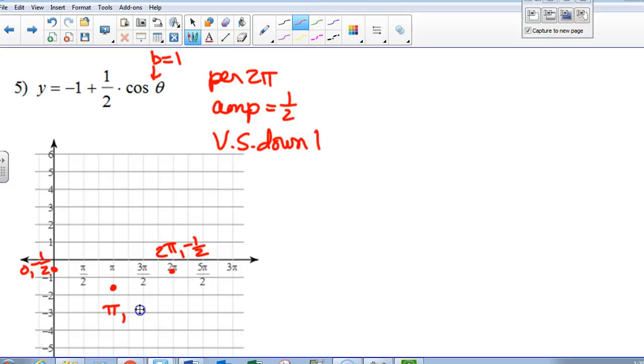Pi, negative 1.5. I don't care how you write it. And then in between there at pi over 2 and 3 pi over 2, it's crossing at negative 1. Is that good enough? I didn't write those other 2 ordered pairs, but are you good, Sam? Yeah. Someone else want me to do one off a worksheet?